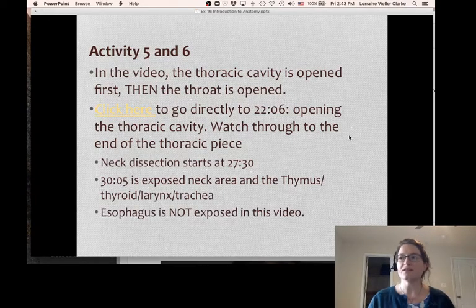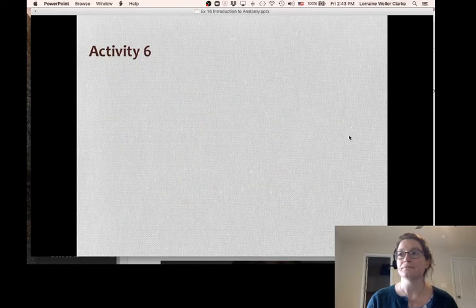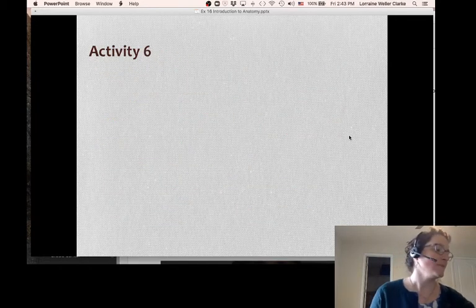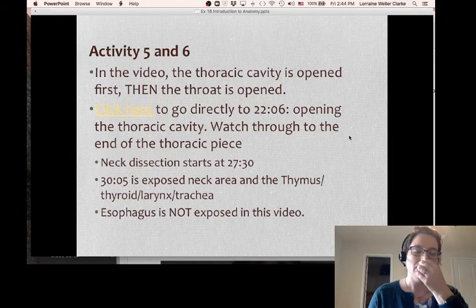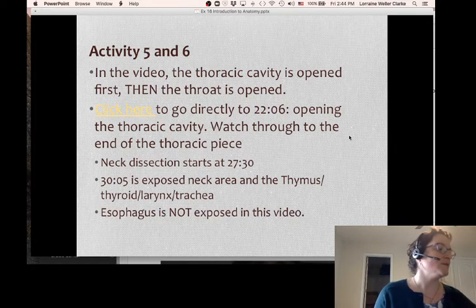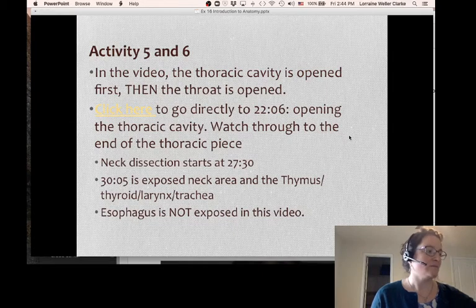So the esophagus isn't exposed in this video, but the key thing that I want you to know about the esophagus is that it's another part in the throat, and it's not part of the respiratory system, which is covered in the thoracic area. It is actually part of the digestive system. All right. So as you watch it, though, activity 5 in particular, I want you to go to 276 and answer the questions. All right.